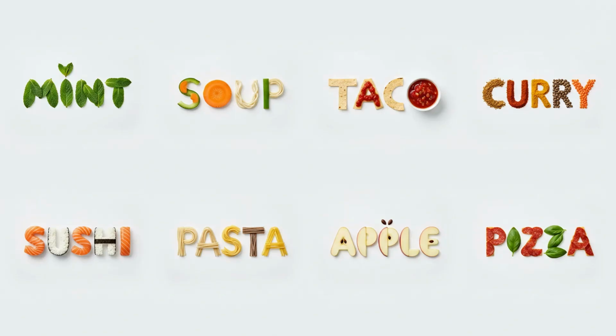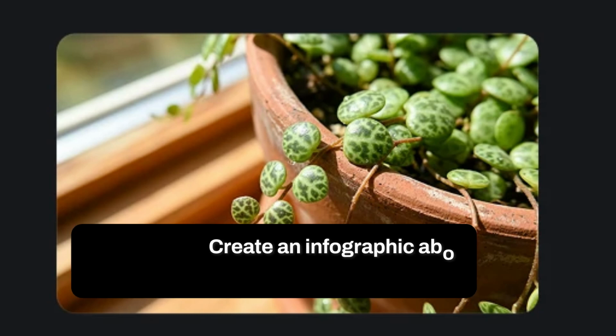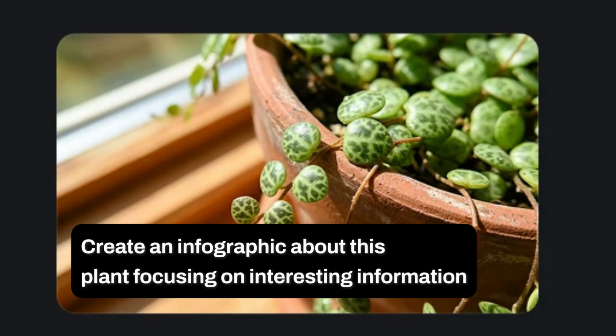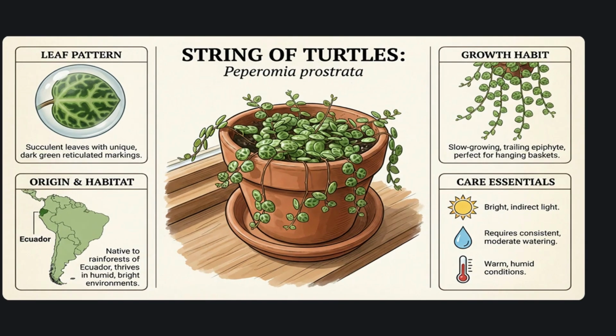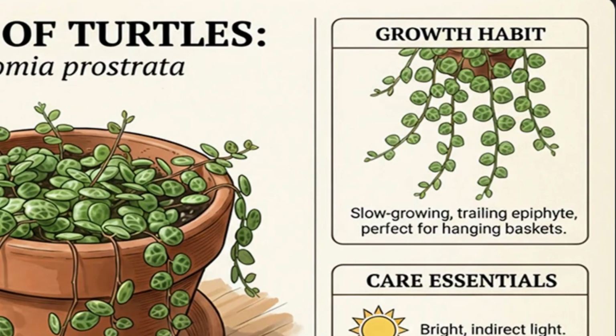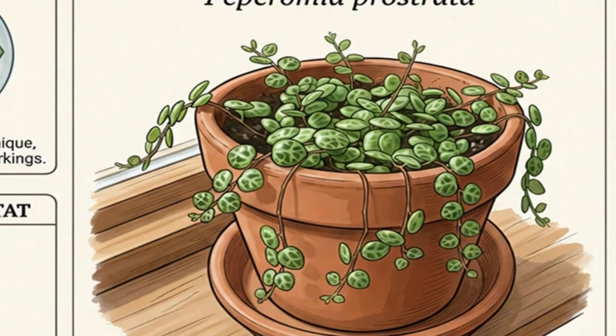Let me show you. I uploaded this image and used the prompt: Create an infographic about this plant, focusing on interesting information. And just look at this, it generated a super clean infographic. The text is sharp, accurate, no spelling mistakes, no pixelation, nothing.